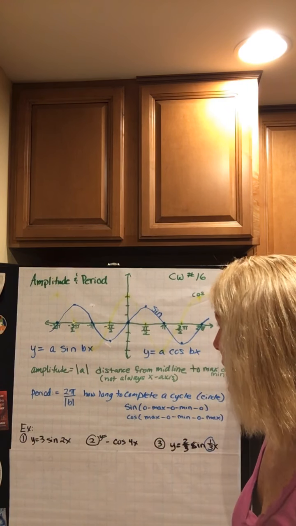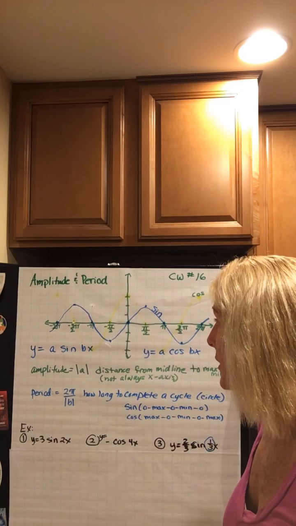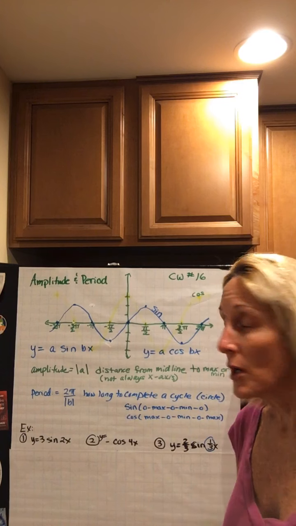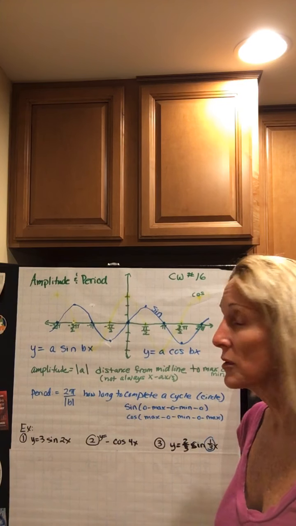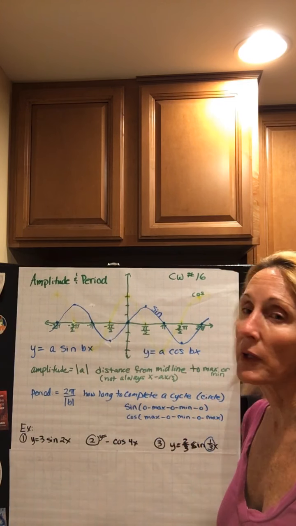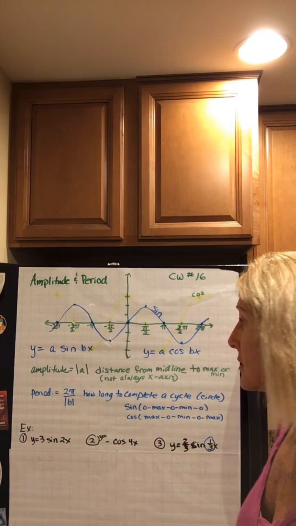So anyway, this is a graph of sine, which is in blue, and cosine, which is in yellow. We're going to learn how to graph tomorrow. Today we're just going to learn about amplitude and period. This is going to do with classwork 16.